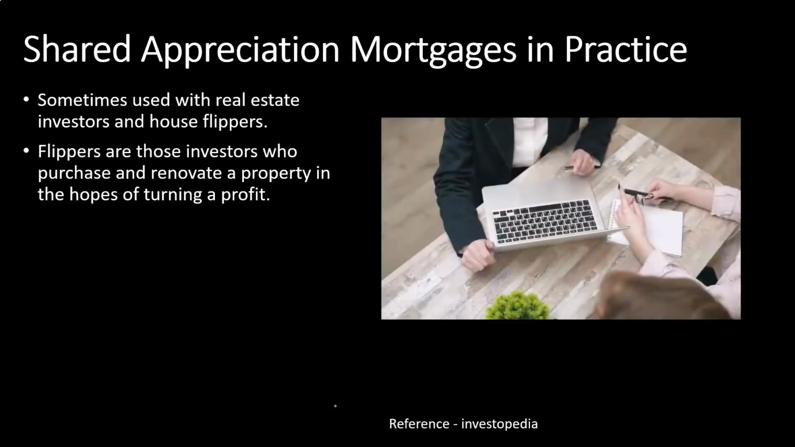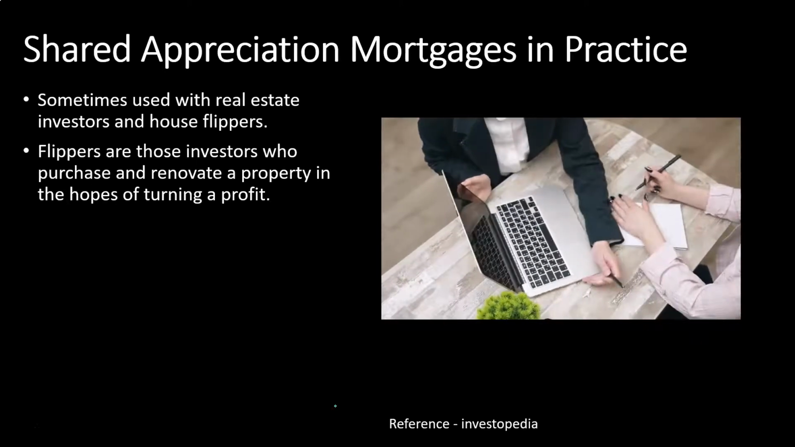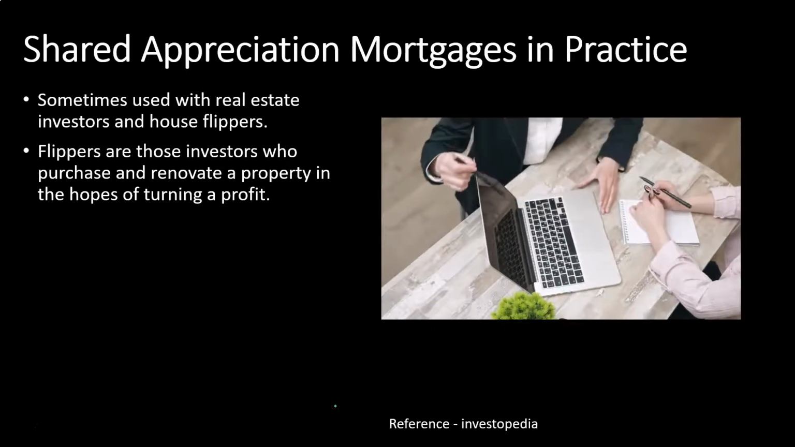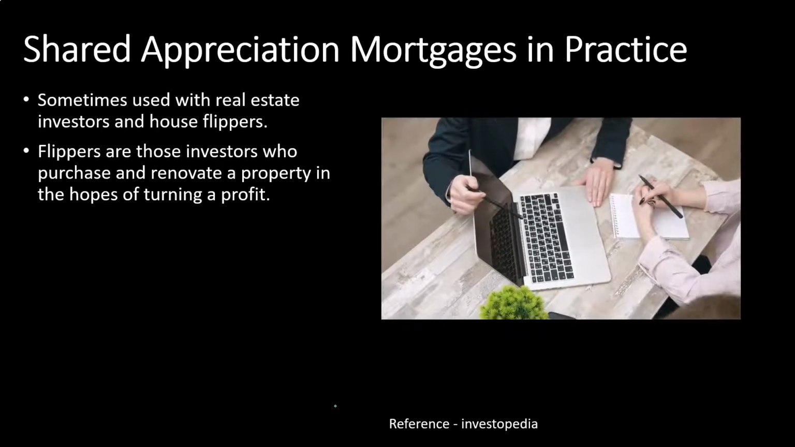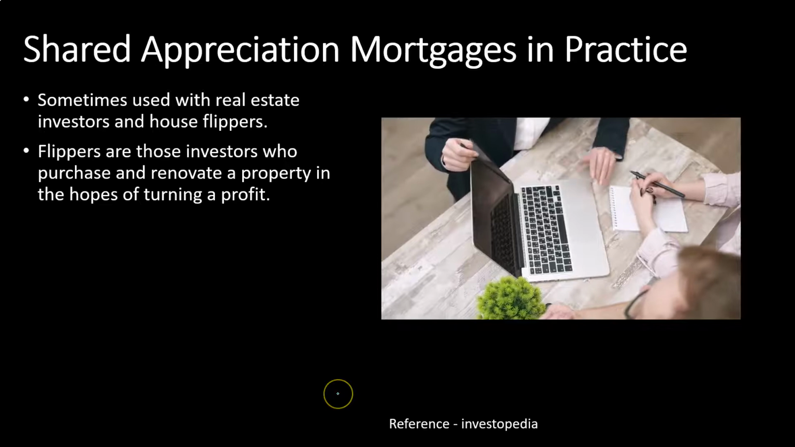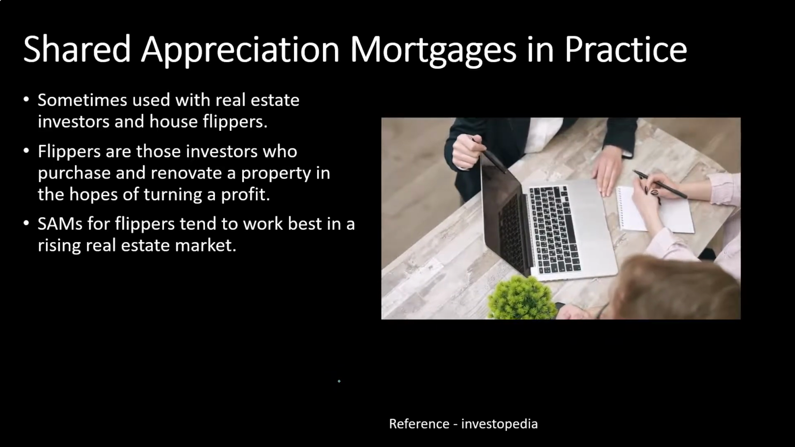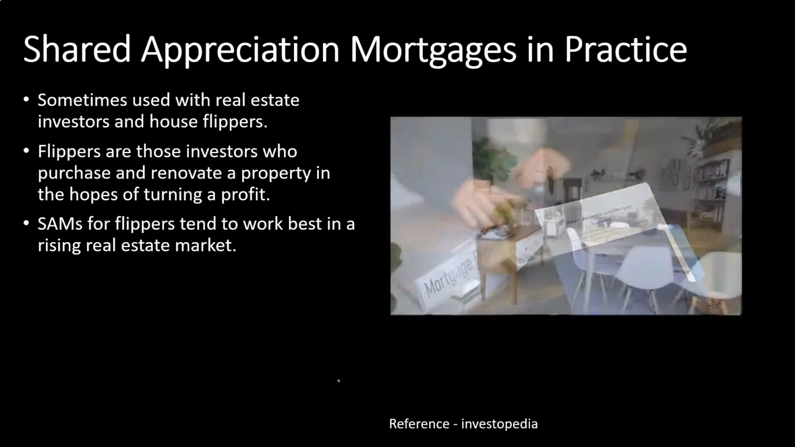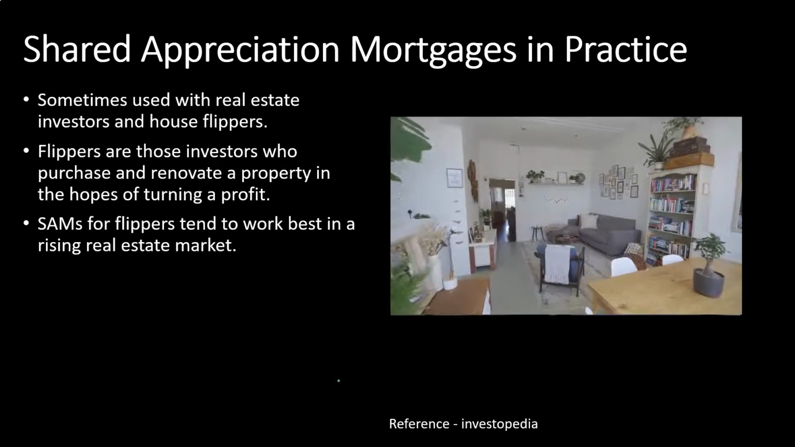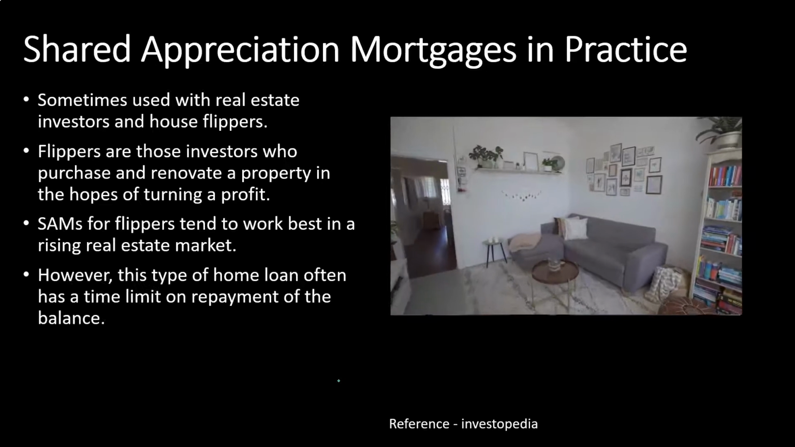So now you've got the house value possibly going down and being underwater, for example, with the home value being less than the value of the loan. And then you have inflation going up at the same time so that your payments go up, and you get locked into that kind of situation. So that's a risk for some of the conventional ways to have a short-term loan with the rate being flexible or adjusting the balance with inflation. So the SAMs for flippers tend to work best in a rising real estate market.